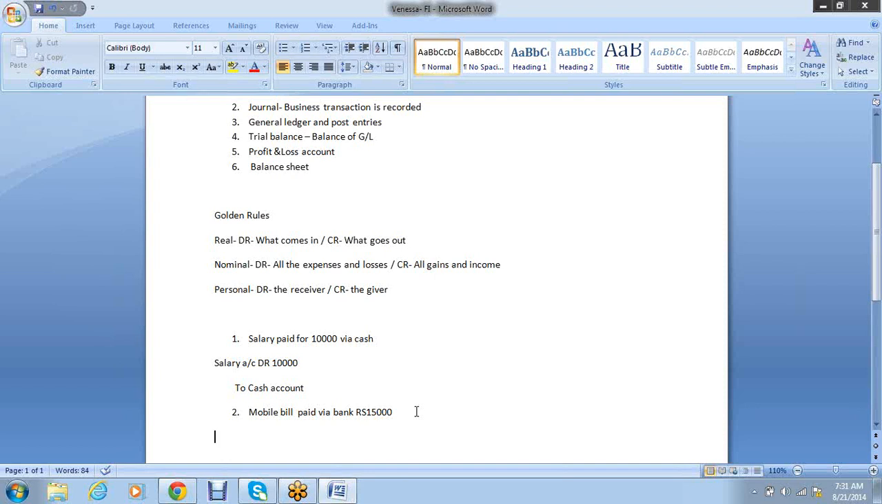No. If I am receiving, I will say mobile bill received. But here it says mobile bill paid. So how can a company pay a mobile bill? Why not? For example, you are using a company mobile. You are using it, but for the company's use. So on your behalf, the company will pay, right? So it's again an expense for the company.